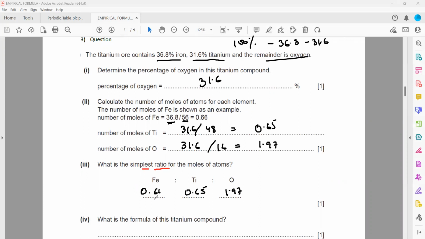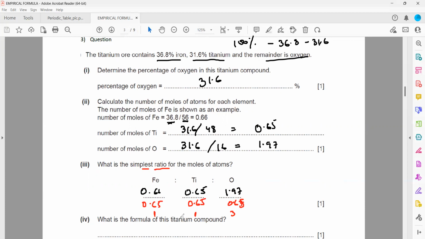How do we take the simplest mole ratio? We divide by the smallest value. The smallest value is 0.65. So when we divide, for iron it's about 1, for titanium 1, and for oxygen, 1.97 divided by 0.65 is 2.9, approximately equal to 3. So we have one iron, one titanium, and three oxygen.